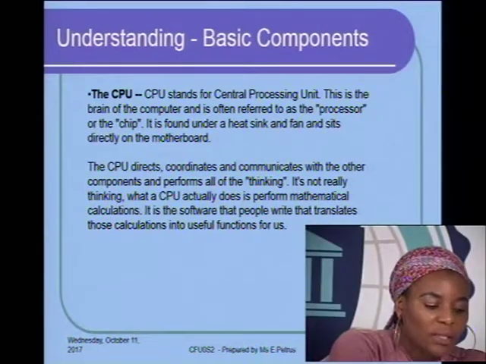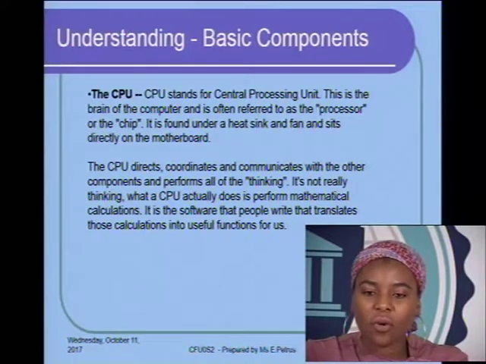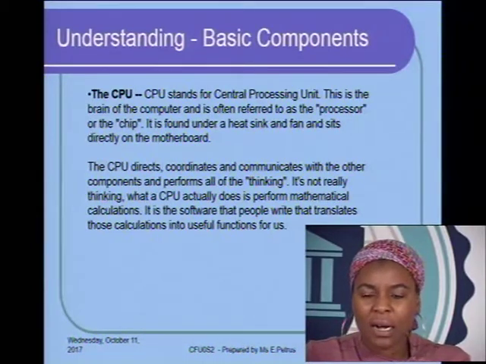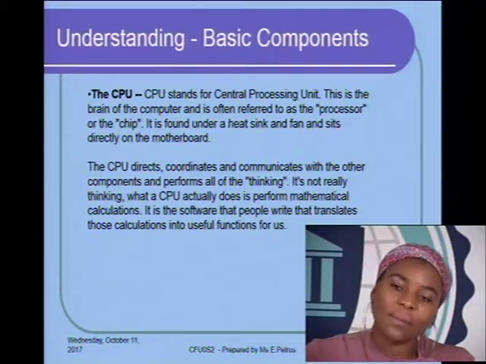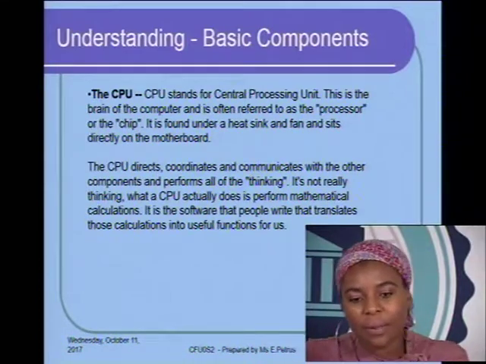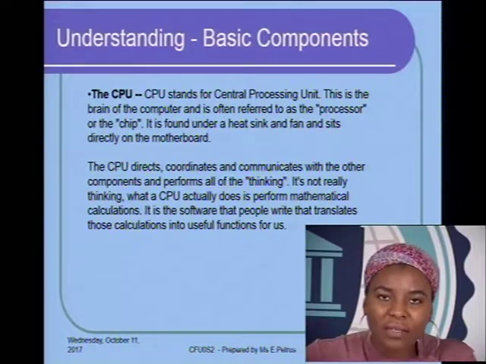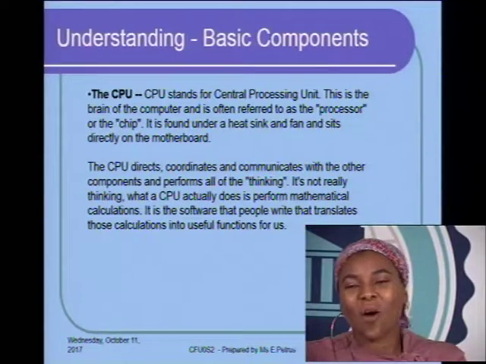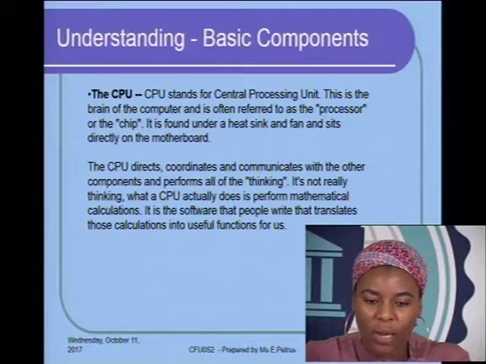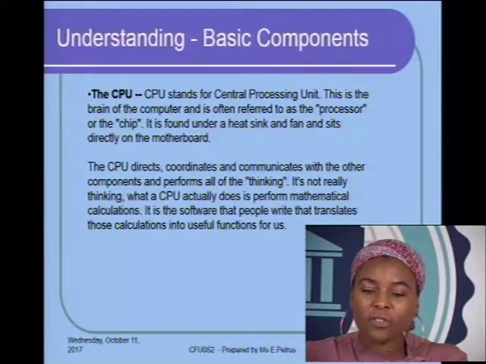So now let's move to the CPU, Central Processing Unit. This is the brain of a computer and is often referred to as the processor or the chip. It is found under a heat sink and a fan and sits directly on the motherboard. The CPU directs, coordinates, and communicates with the other components and performs all of the thinking. So basically, as I said, the CPU acts like the brain of a computer. It does the whole thinking of a computer. It is the software that people write that translates those calculations into useful things.